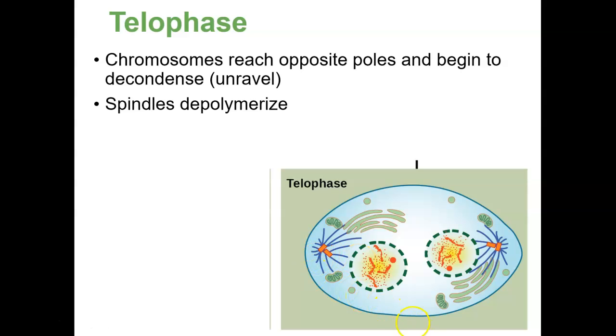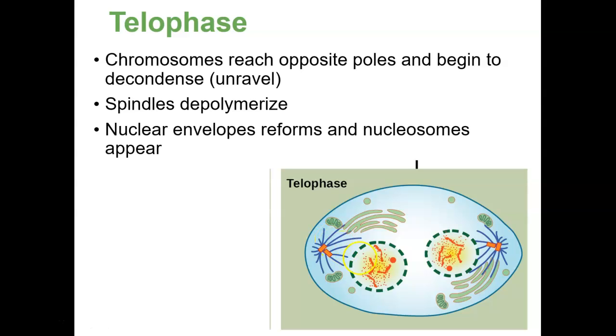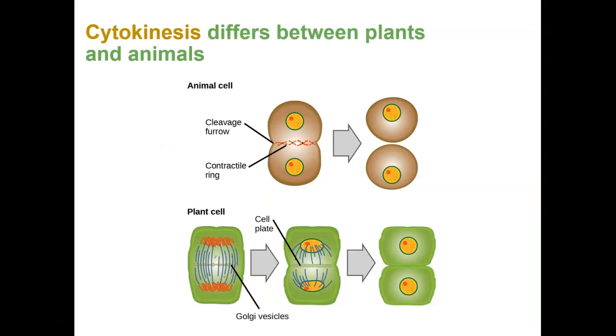The spindles start to depolymerize or fall apart, so we don't need this blue spindle apparatus anymore. The nuclear envelope starts to reform around the chromosomes to corral them in, and the nucleosomes come back. And we can move on now to cytokinesis. I'll just go back just a moment.